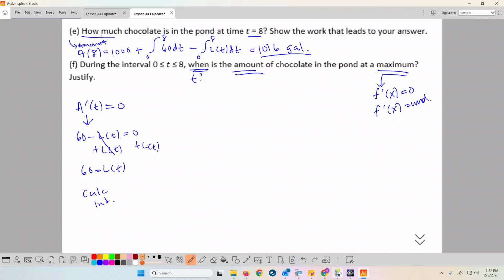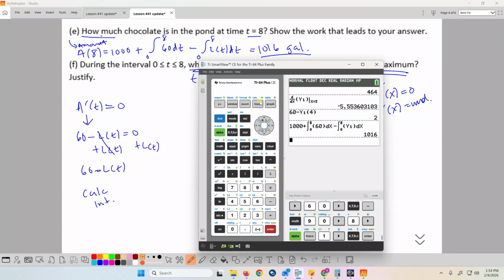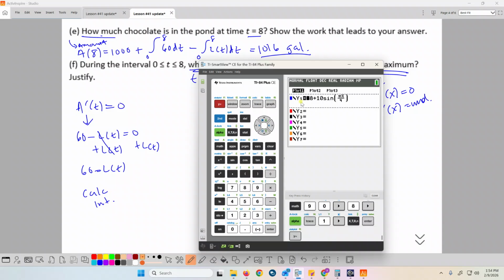Okay, so remember that we already have L of t in our calculator, all right? And that's right here. I have it as y1. I'm going to go into y2, and I'll plug in 60. Okay, now also in the question is during the interval from 0 to 8.